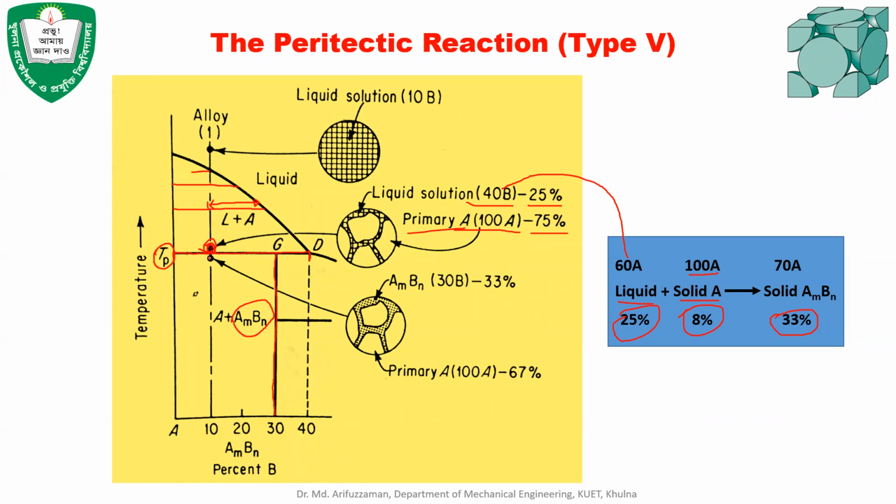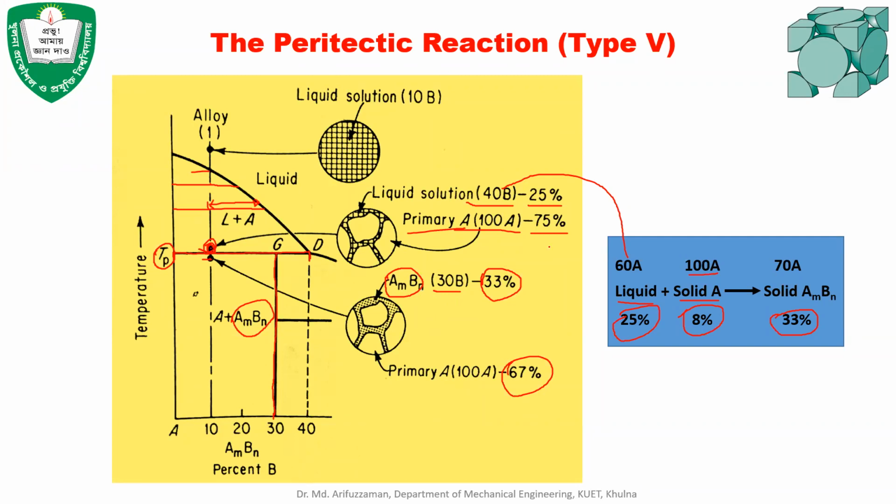Just below the peritectic temperature line, when we consider the chemical composition or relative amount of phases, then we will see that there is 33% AMBN produced after the reaction, which contains 30B. That means 70A, 30B. The chemical composition of the compound is 70A, 30B. And the primary A has been reduced. That means 67% primary A is produced.